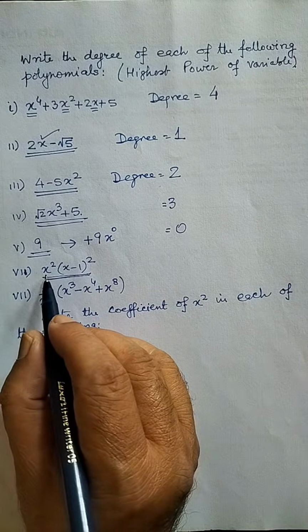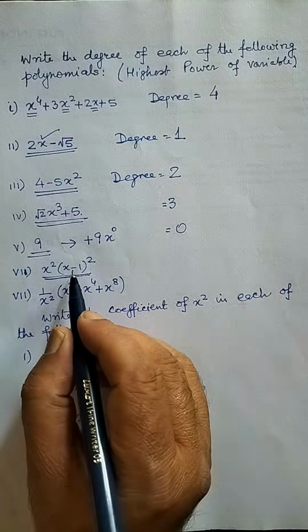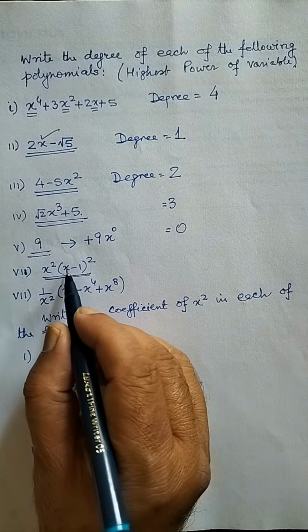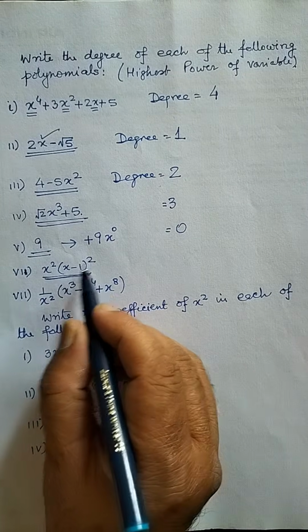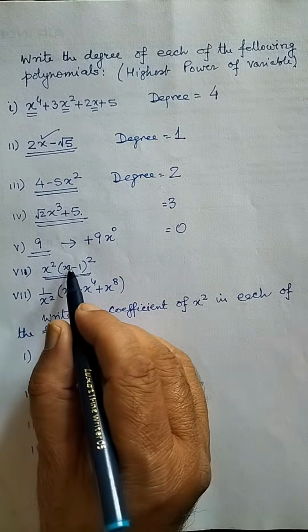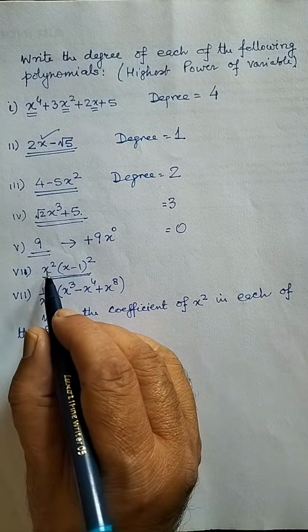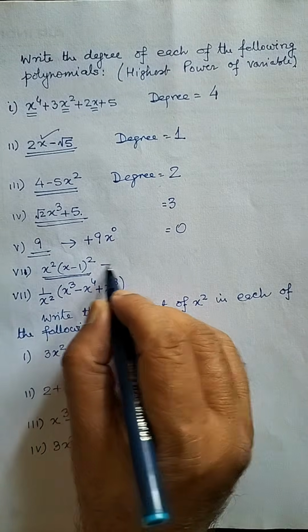So first of all, you just expand it. Or if you can do it orally, you can also do it the other way, because x minus 1 is raised to the power of 2. So if we expand this, I'll get a highest term, x square, which when multiplied with x square will give you x to the power of 4. So its degree is going to be 4. Let me show you how.